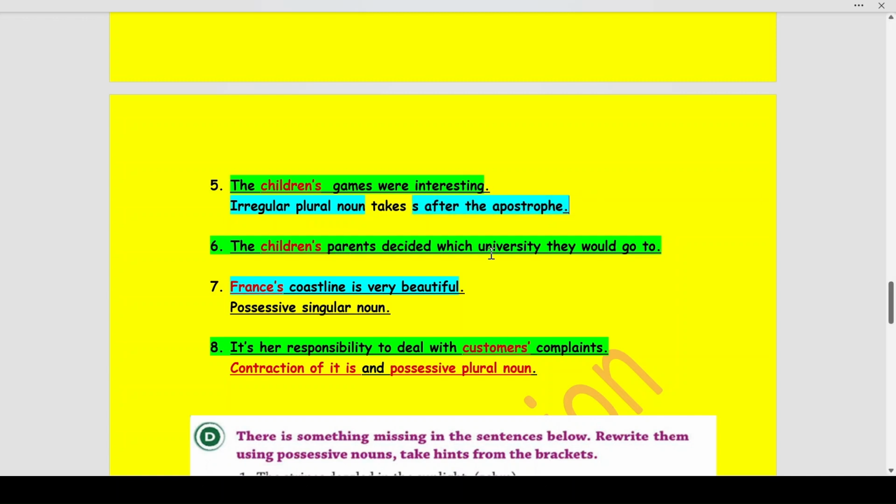Now, the children's parents decided which university they would go to. Similarly, here also, this is an irregular plural noun, therefore, children's.